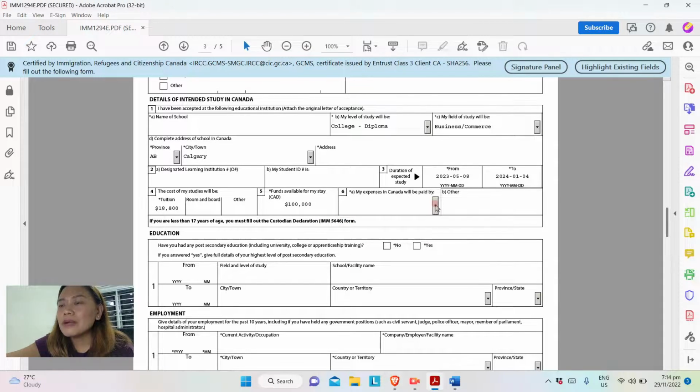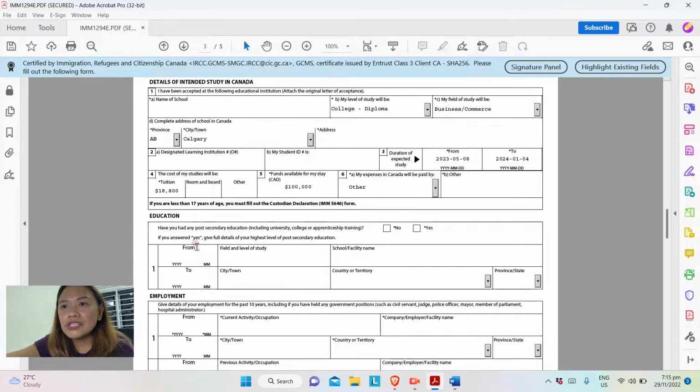Okay, so for my expenses will be covered by either myself, parents, or others. If you are self-funded, meaning all the funds will be coming from your pocket, then put myself. But if you have a sponsor, you can put others. Others, you can say myself and parents, right? Or myself and mother-in-law, myself and uncle. So yeah, you can be specific there.